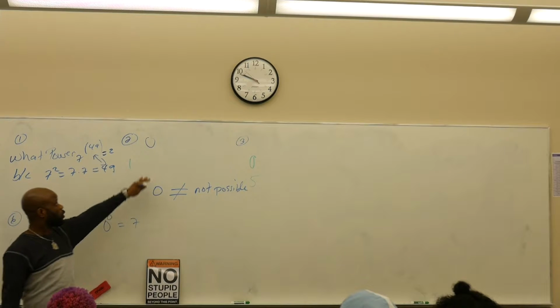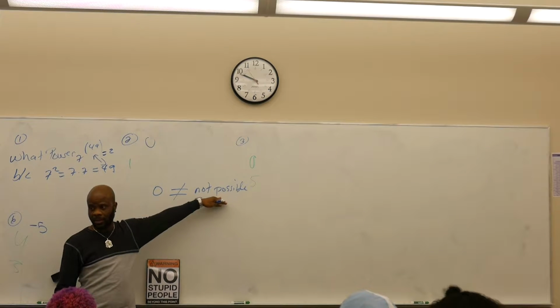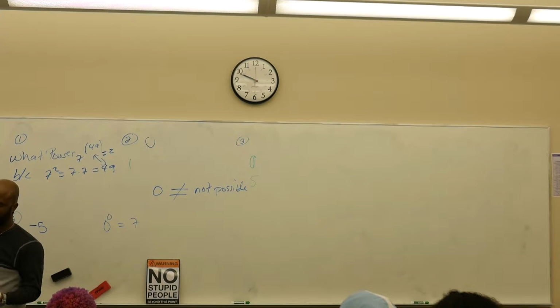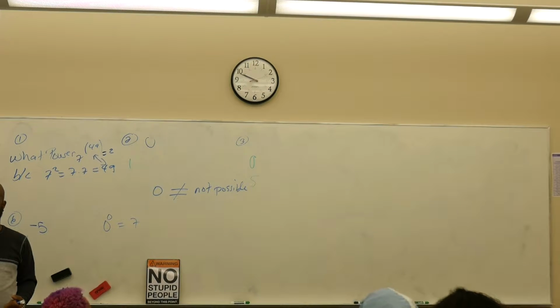So I'm thinking whoever wrote the 0 was thinking of not possible, right? There's no amount of times I can multiply 0 by itself to get 7, because 0 times 0 is 0, times 0 is 0, times 0 is 0, all day, every day. We good? Anybody have a question?